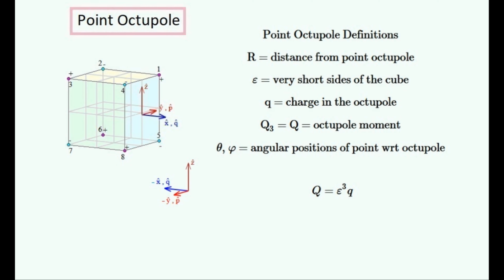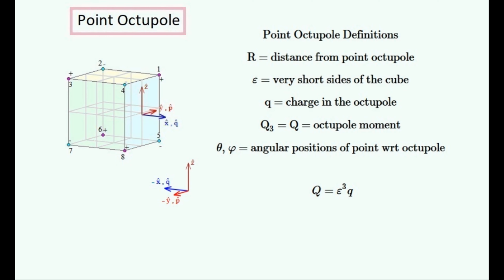I looked up octupole moments on the internet to try to find out if there was a standard variable used for this quantity, and the best I could come up with was Q3. So if quadrupole and octupole moments are used together, we could use Q2 and Q3 respectively. Otherwise, I could just use Q when octupole moments are used on their own without any quadrupole moments to confuse them with. It must be noted here that the value of the octupole moment is equal to epsilon cubed times the charge on each corner q.